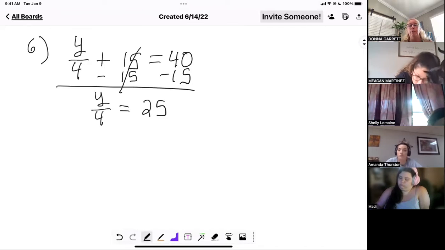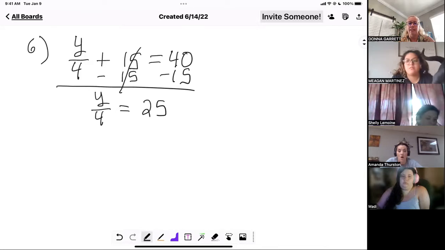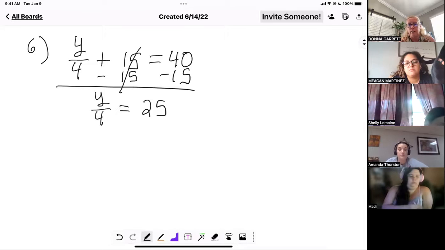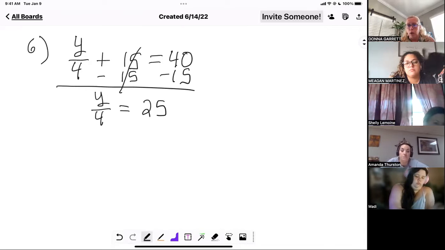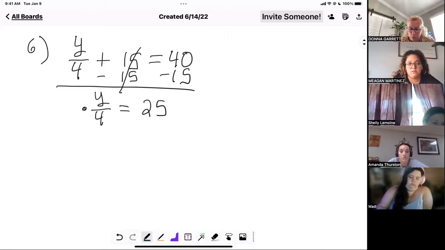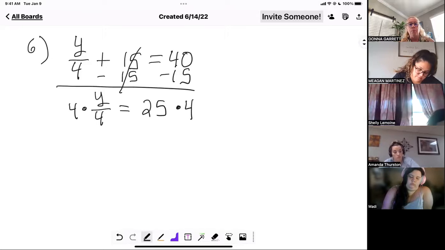Now, this is a perfect timing to ask the question that you guys had. So what do I do with 4? It's divided, right? It's like y divided by 4. Fraction is dividing. So what's the opposite of dividing? Multiplying. So how do I get rid of that 4? I multiply 4 on both sides, opposite operation. Remembering that 4 is really 4 over 1, right? Any whole number has really 1 in the denominator.